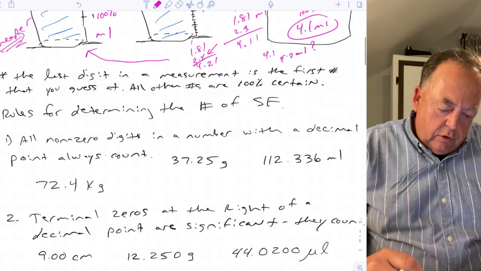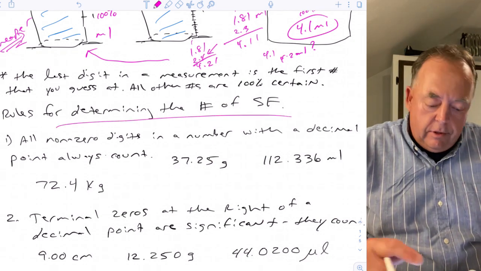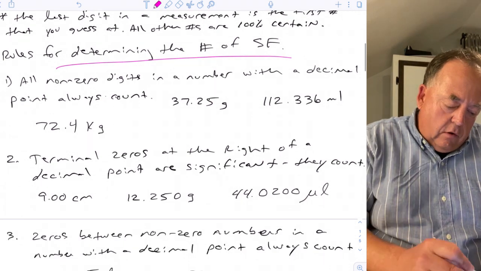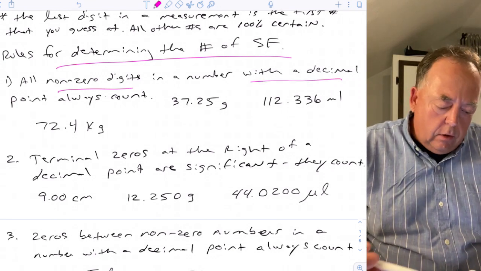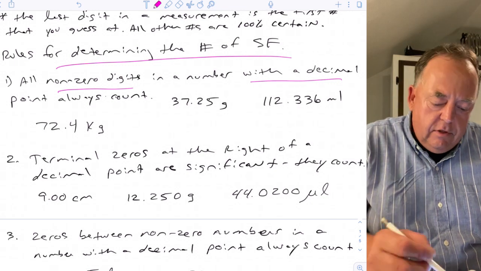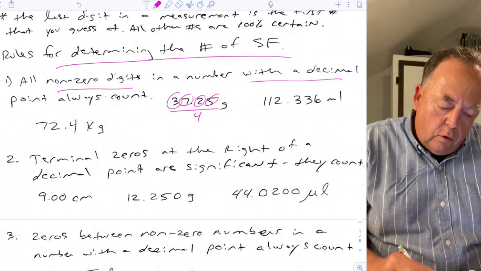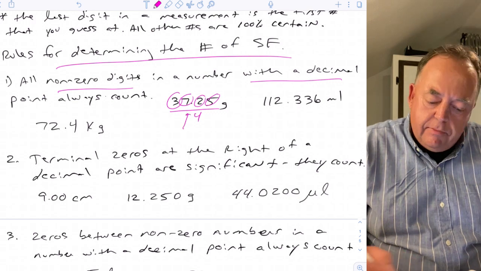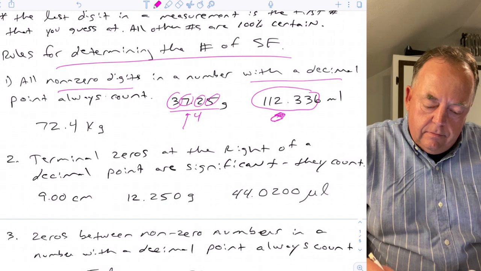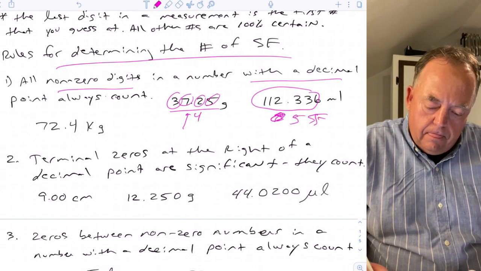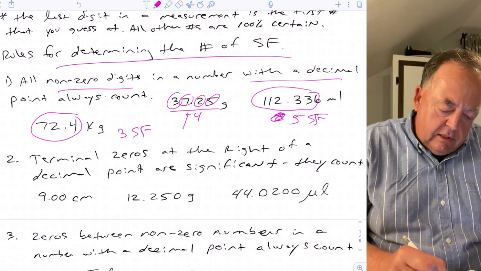Okay, so the rules for determining the number of significant figures in a measurement. First of all, if it's a number with a decimal point, all non-zero numbers always count. So we would say this has 4 significant figures, because it's got 4 non-zero numbers and a decimal point in it. This would have 5 significant figures. This number would have 3 significant figures.